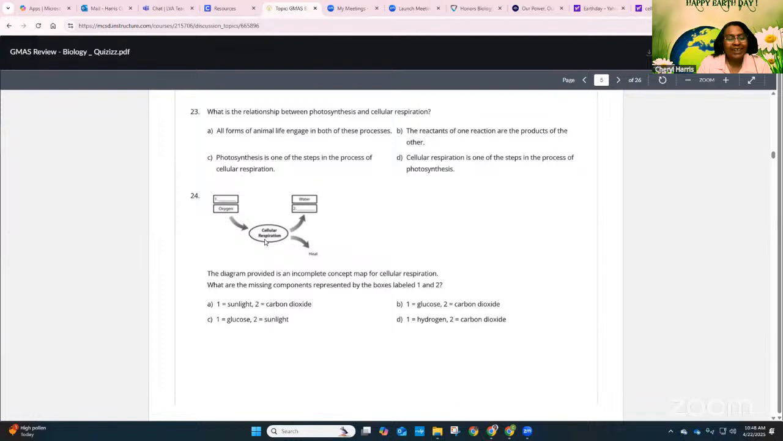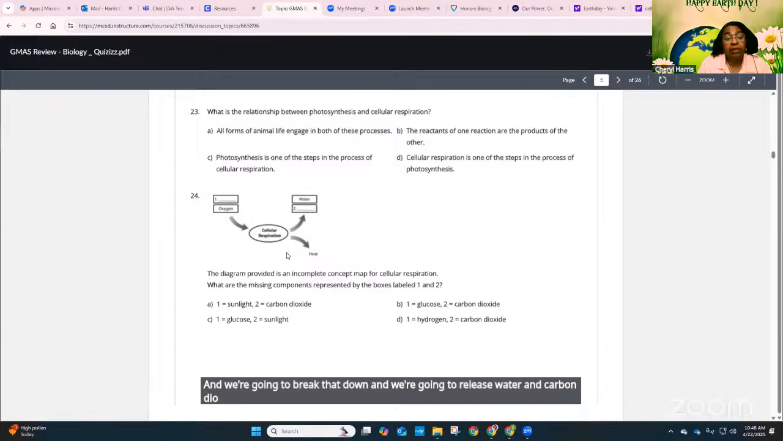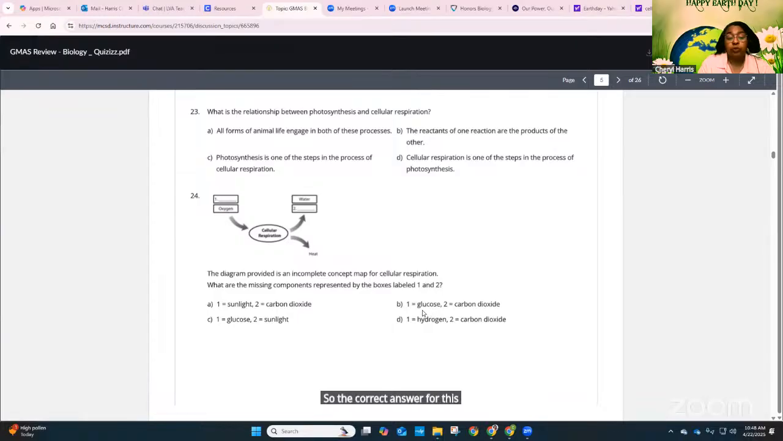What goes into cellular respiration is glucose and oxygen. And we're going to break that down, and we're going to release water and carbon dioxide, and then we get heat and ATP during cellular respiration. So the correct answer for this is B. The first one is glucose and the second one is carbon dioxide.